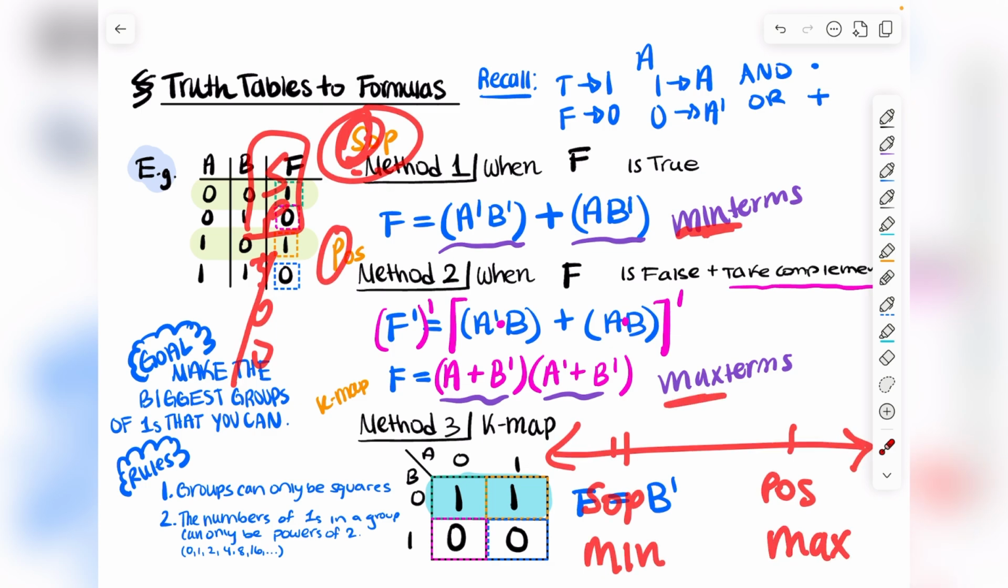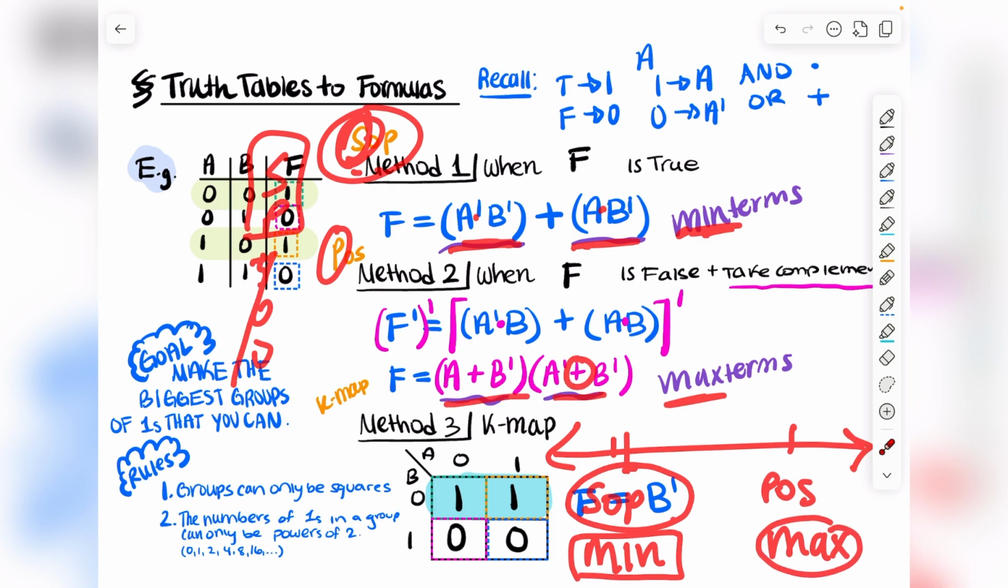And so you'll remember that minterms are what you call those that are separated by multiplication, which is what you get when you're expressing the formula as a sum of products, and maxterms are what you call these when separated with addition, which is what you get when you're working in the product of sums.